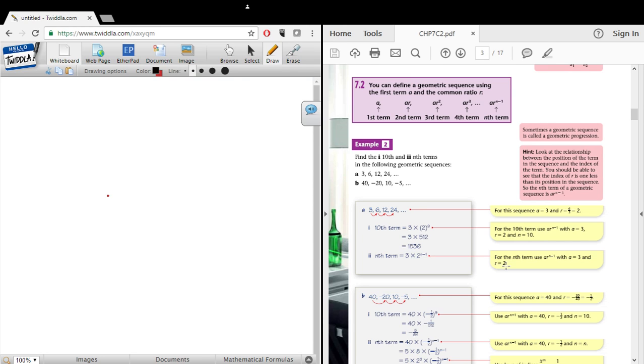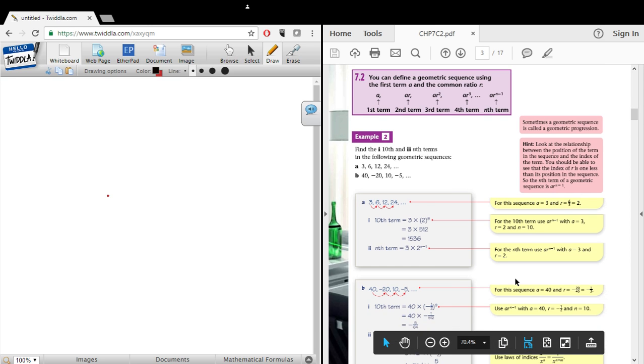And the reason why it's n minus 1 is because of the fact that a, which is 3 in this particular situation, is the first term. So we take away 1 from n to offset the fact that we already have the first term here in this particular equation.